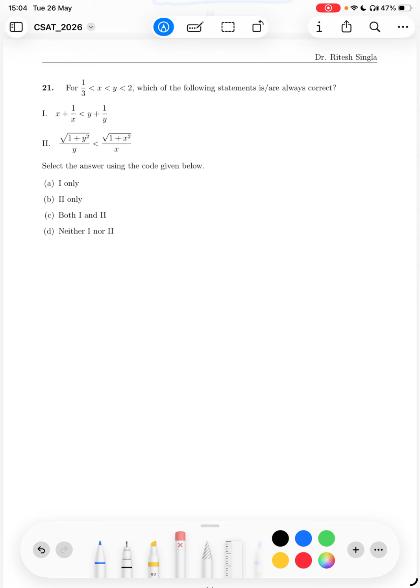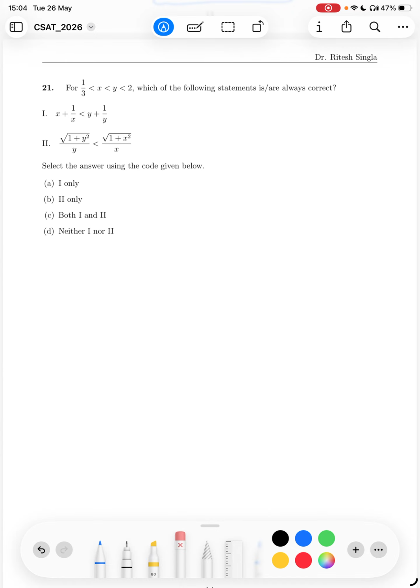It says that x and y are two real numbers and they are in between 1 by 3 and 2. Then which of the following statements is or are correct? So this is a purely logical question. A basic mathematics you will require here: if something is true, then on what conditions will the following statement hold.